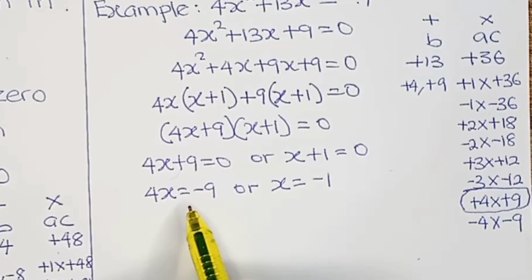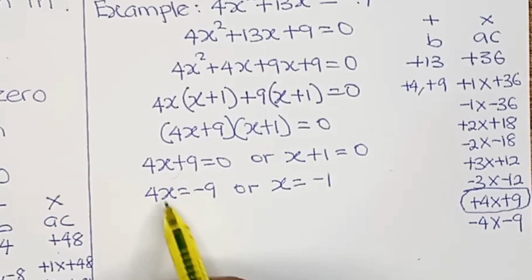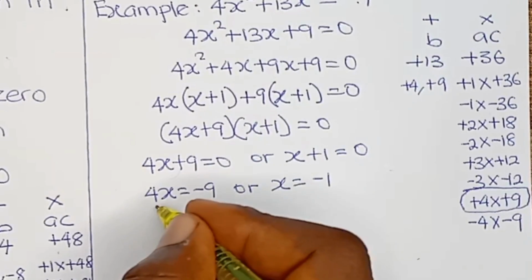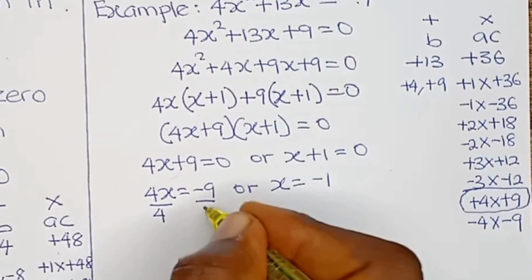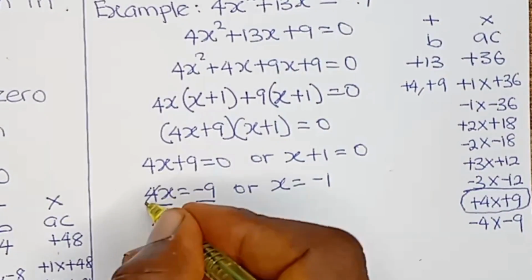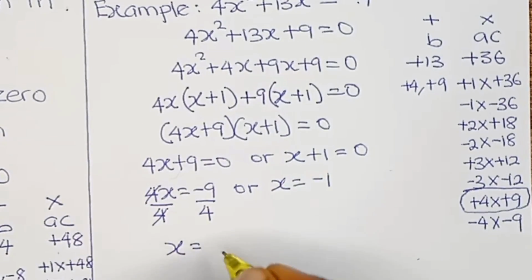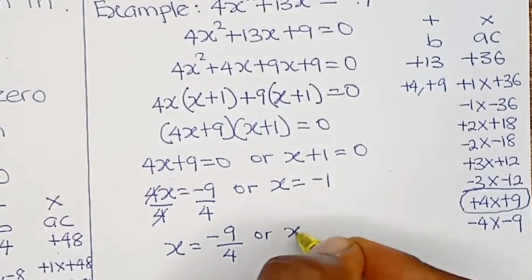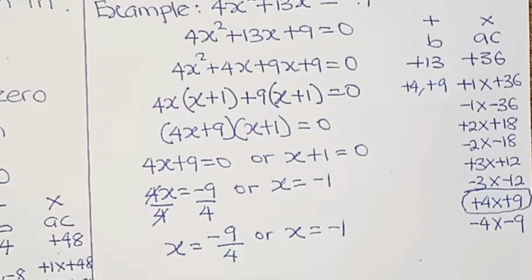So are we done? No, we are not done, because for this value of x, we have not really come to the conclusion. We still have 4 here. So in order to cancel it out, we divide both sides by 4. So divided by 4, divided by 4. So we cancel out 4. We have x is equal to minus 9 over 4, or x is equal to minus 1. So these are the solutions to the quadratic equation. Solutions to a quadratic equation are also called the roots of the quadratic equation, or the zeros of the quadratic equation.